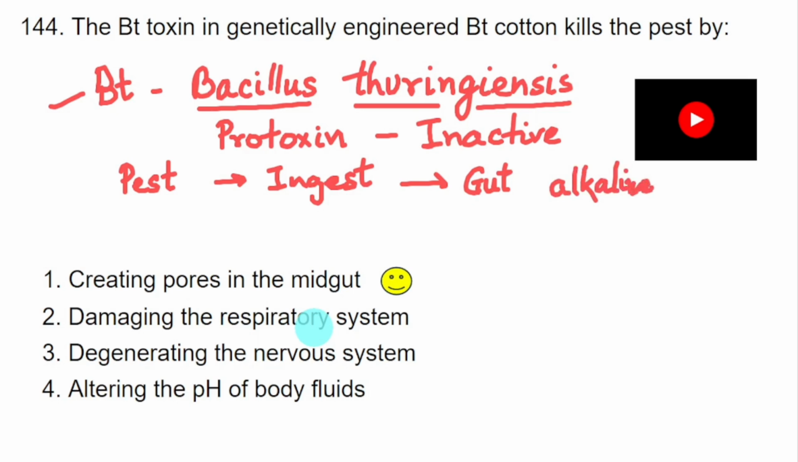Very important point, okay? Because there was a question in which they changed the pH. They made it acidic pH and then they asked identify whether the statement is true or false. So you have to remember the pH is alkaline in gut and under this pH the inactive toxin becomes active in alkaline pH.